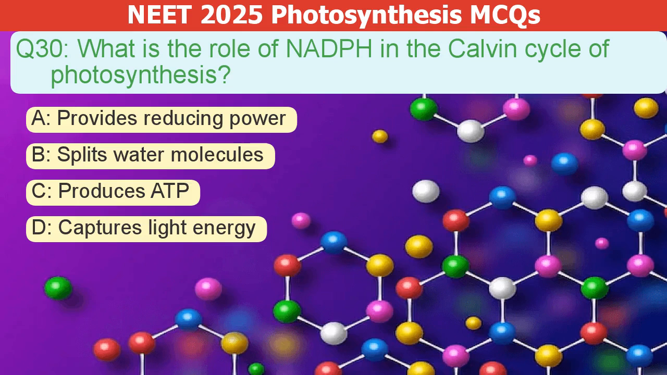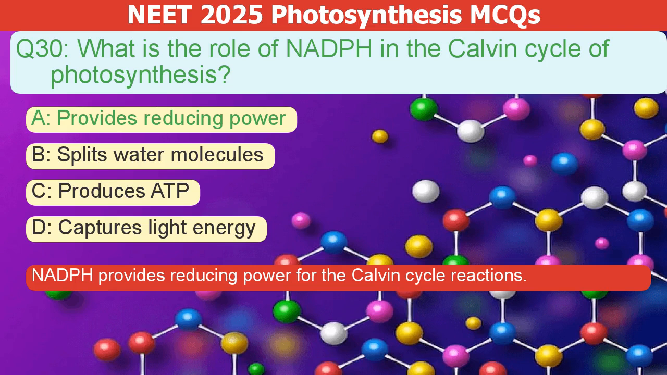What is the role of NADPH in the Calvin cycle of photosynthesis? A. Provides reducing power. B. Splits water molecules. C. Produces ATP. D. Captures light energy. The correct answer is A. NADPH provides reducing power for the Calvin cycle reactions.